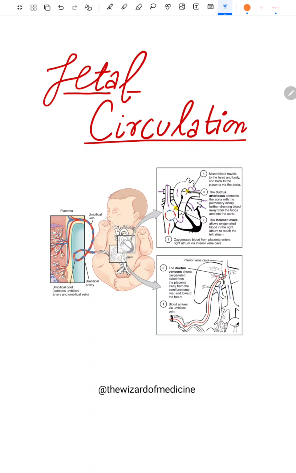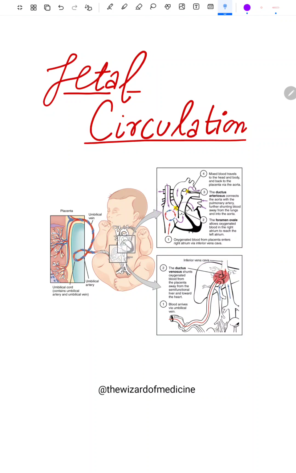Now this umbilical vein, as you can see here, will be traveling and passing to the inferior vena cava. The umbilical vein will be passing to the inferior vena cava via this shunt. This shunt is called the ductus venosus. After this, through the inferior vena cava, the blood will reach the right atrium.